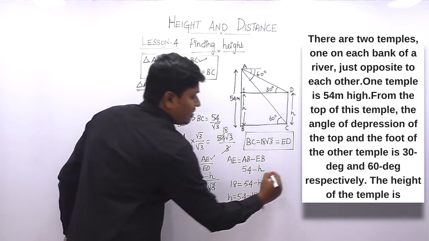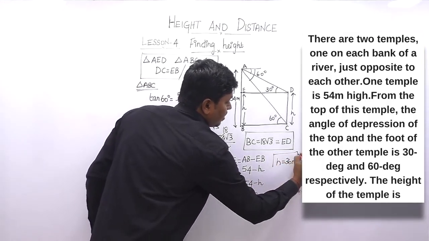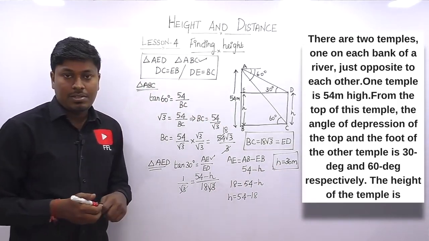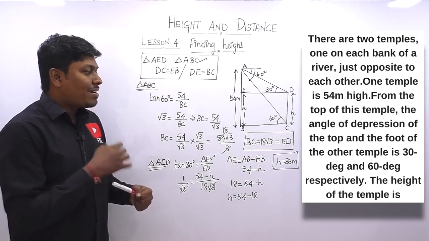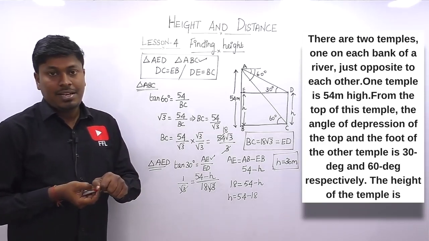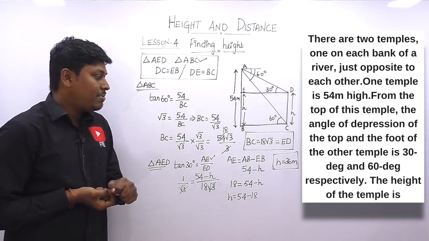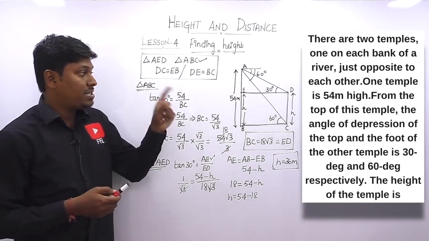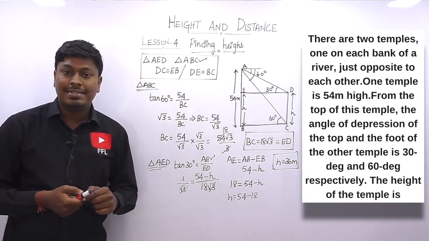So finally H is equal to 36 meters. So the height of the other temple is 36 meters. Friends, understood the logic? The logic is most important, and if you practice a larger number of questions, then it will be easy. First of all, while practicing it will be difficult, but after practicing more than 5 or 6 questions, you will understand this concept. So finally for question number 1, we got the answer: the height of the other temple is 36 meters.